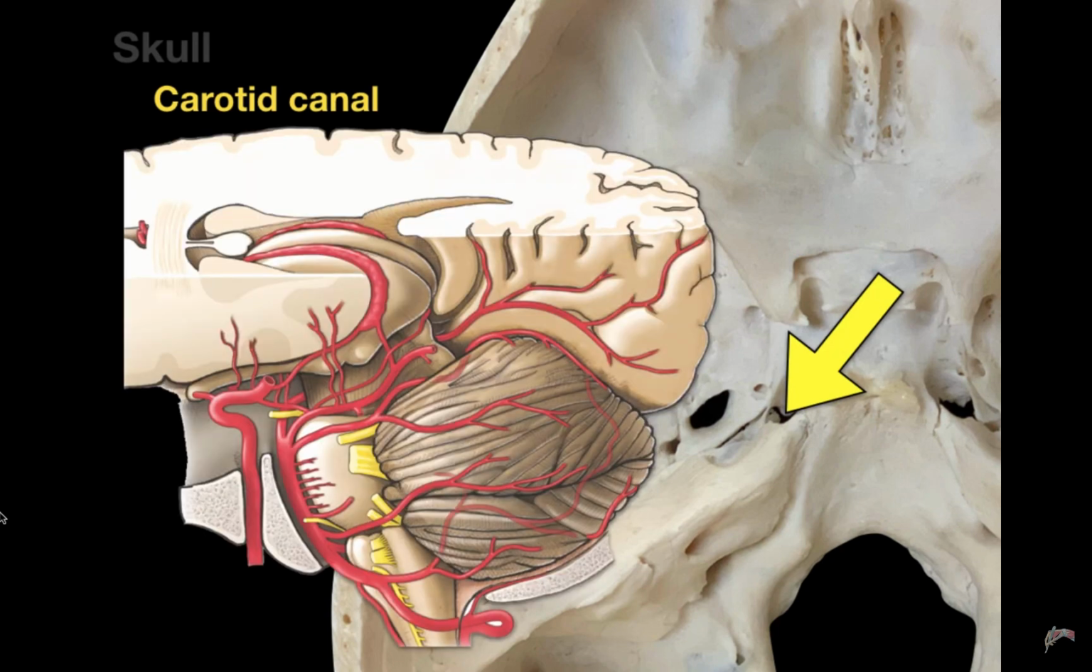There's our carotid canal. Here in this lateral view of the skull, you see brain, cerebellum, and arteries. There's our internal carotid artery, and there is the carotid canal. What we're seeing is that opening, the top of the canal.